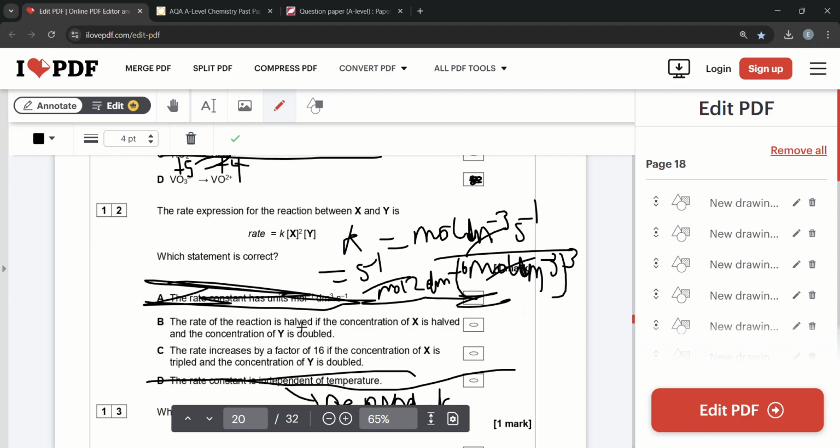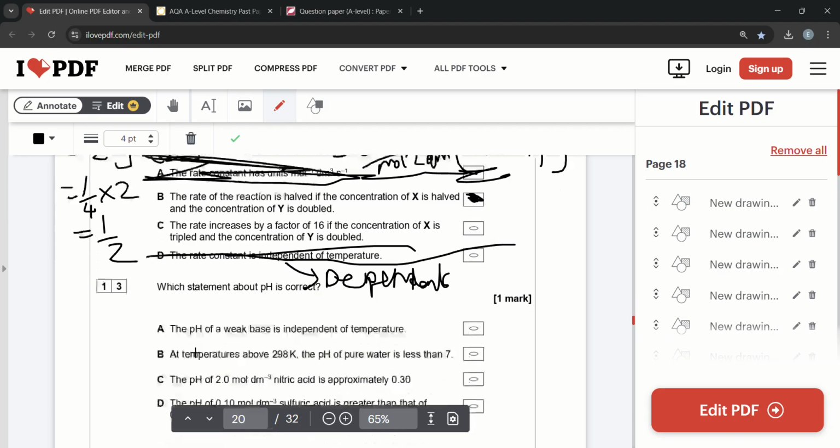B, the rate of reaction is halved if the concentration of X is halved and the concentration of Y is doubled. But let's look at it. Concentration of X is halved. What we're left with is a half squared times the concentration of Y doubled. What's that? Well, that's 1 over 4 times 2, which is a half. So therefore B is correct. And then we don't need to look at C because B is correct.